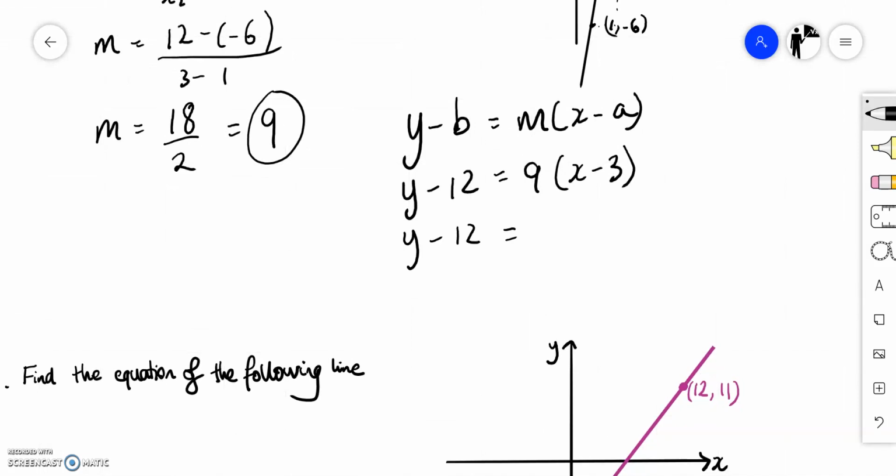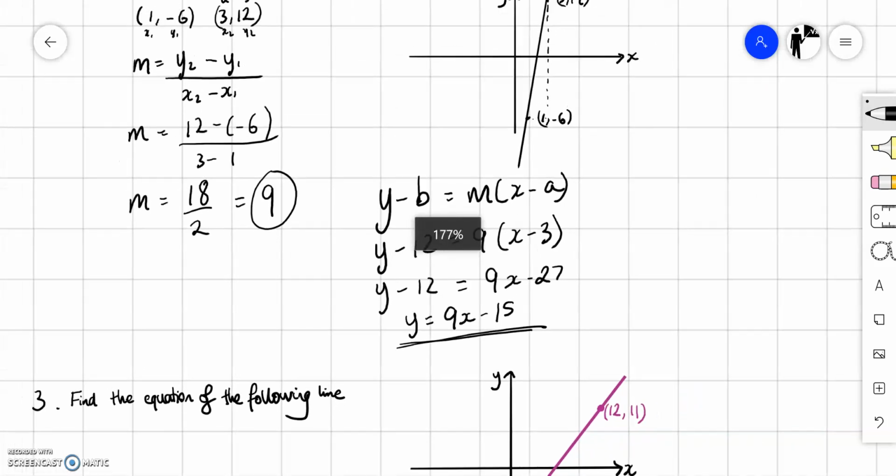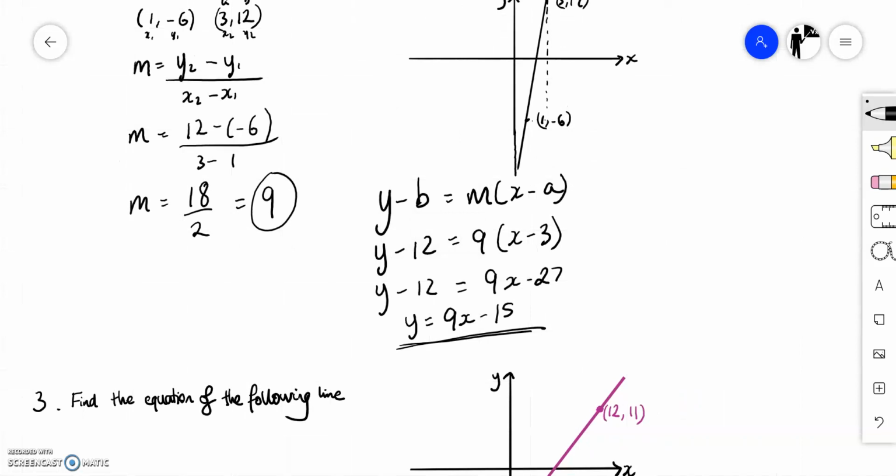We'll work through and make y the subject of the formula. y equals 9x minus 15. So gradient of 9, and the y-intercept down here, if I were to continue this, is minus 15.